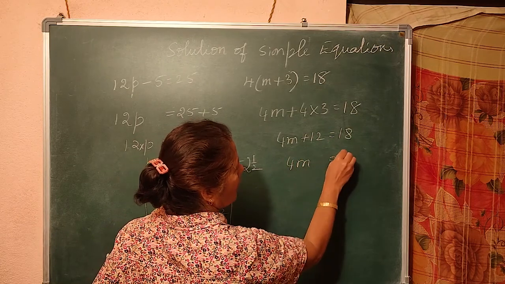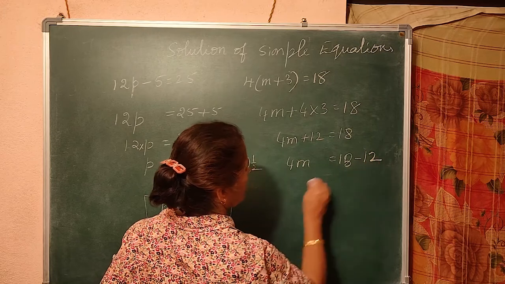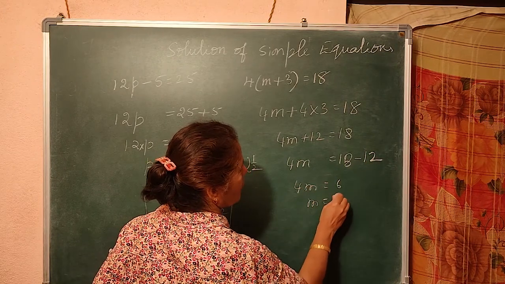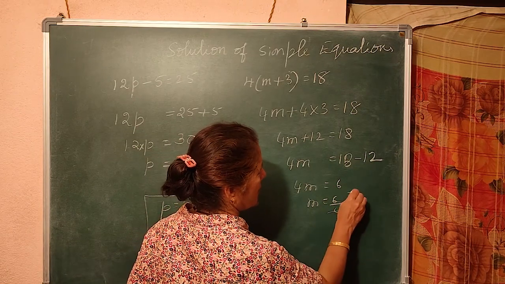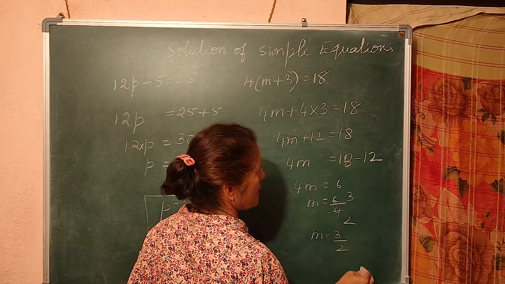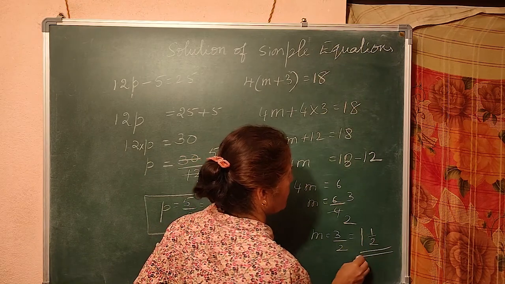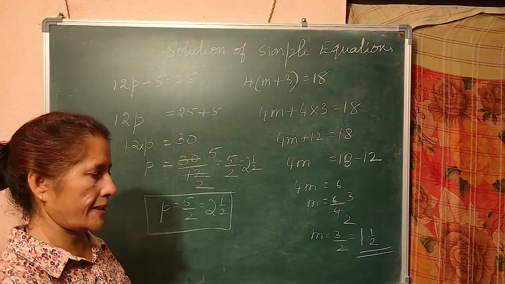4m is equal to 18, and 12 goes to that side as minus 12. So 4m is equal to 6. m is equal to 6 by 4. In the 2 table, 2 2s are 4, 2 3s are 6. So m is equal to 3 by 2, or 1 1 by 2. Right? Let us solve some more problems.